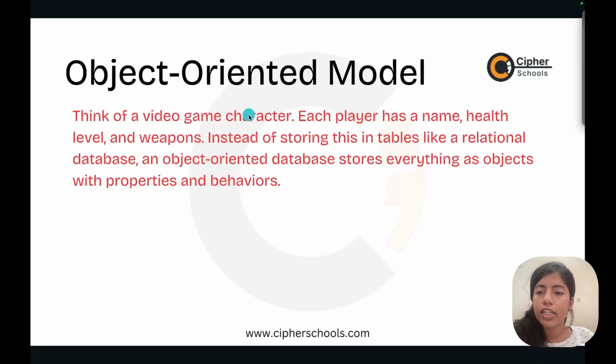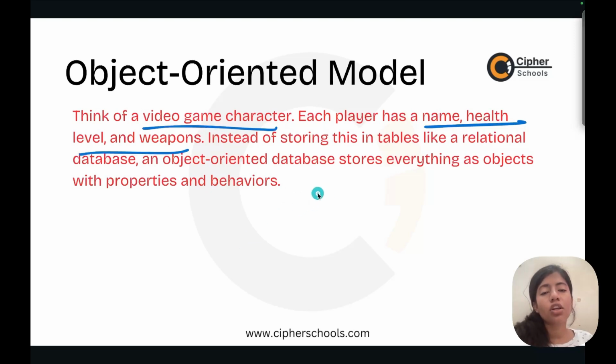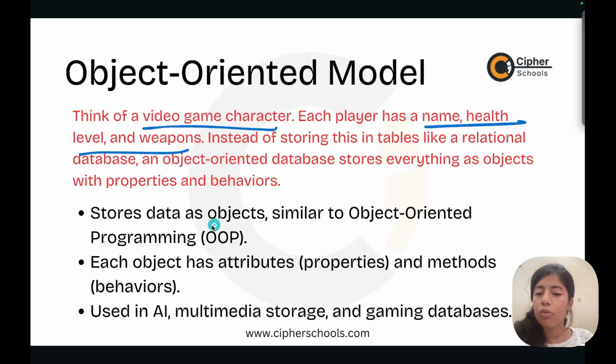So let us begin with an example. Think of a video game character. Now, what will a video game character have? It will have a name, health, level, weapons, whatever it is. So instead of storing in the form of tables like a relational database, object-oriented databases store everything as objects with properties and behaviors. So you can store the particular attributes which you want. You need not waste space on all the attributes in the table. You just need to fill in the relevant ones. So it stores in the form of objects, and it is very similar to object-oriented programming.